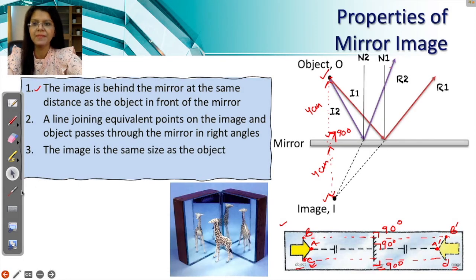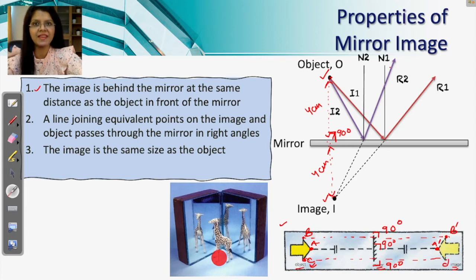property number three, the image is the same size as the object. So if you look at this picture here, there is a toy giraffe in front of the mirror. The image size and the real toy object are both the same size.